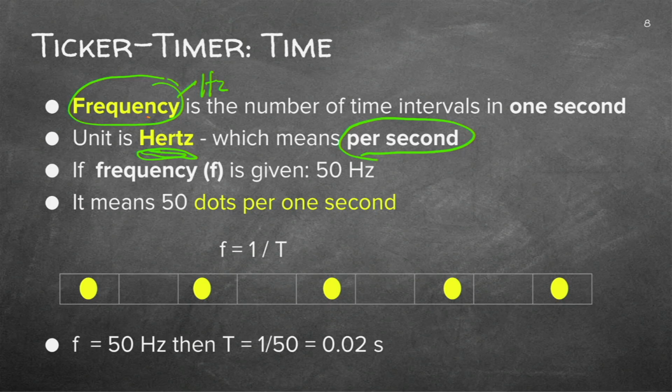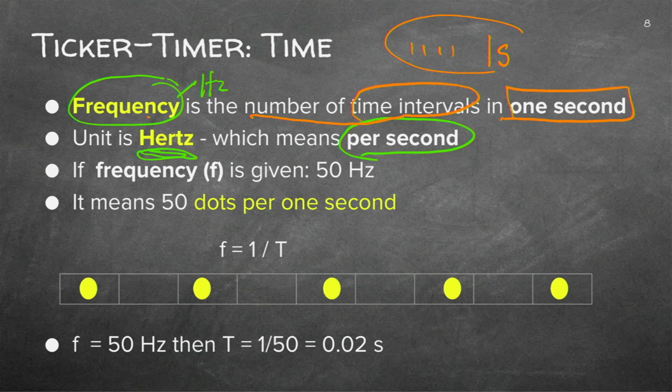The frequency is the number of intervals in 1 second. I have here a few dots in 1 second. So be careful that you distinguish between the frequency and the time, because this is 1 second. How many dots? So if the frequency is 50 hertz, the equation I use is the frequency is 1 over t, and t will be the period.